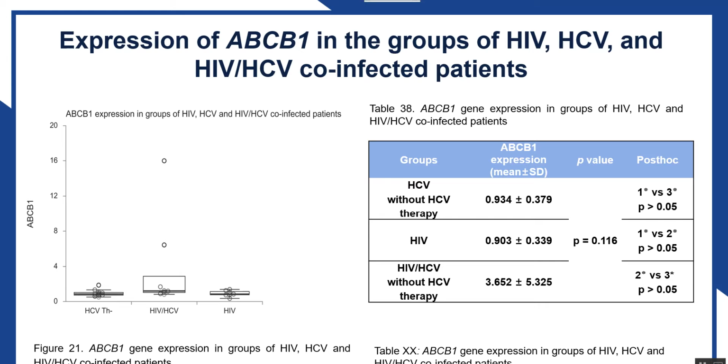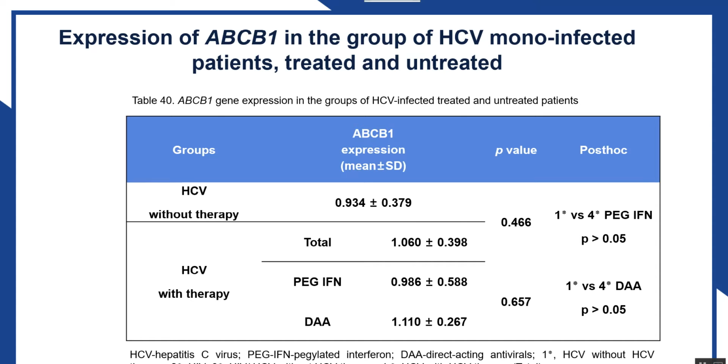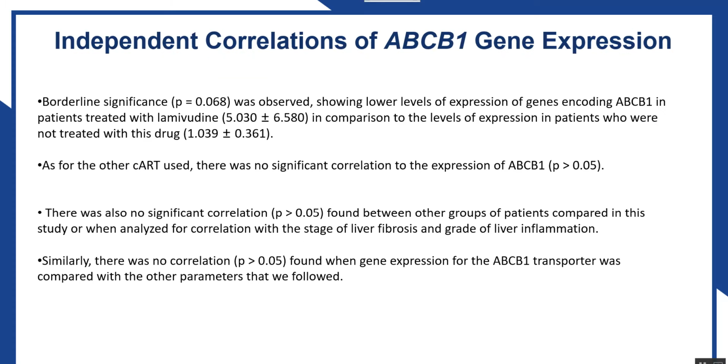Initial statistical analysis didn't show any significant correlation between the gene expression levels of ABCB1 when compared between these three groups of HCV, HIV, and co-infected patients. When the comparison was made in the group of HCV mono-infected patients, both treated and untreated, again, no significant correlation was found. There was also no significant correlation found in the group of treated HCV patients, whether they were using pegylated interferon or DAA drugs.